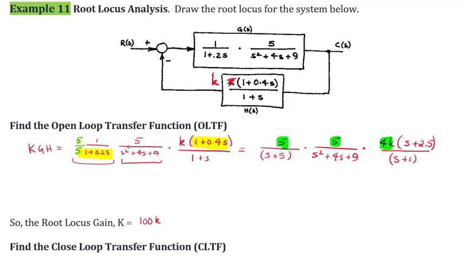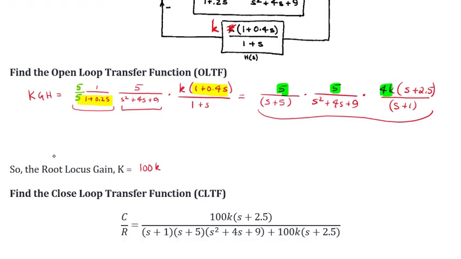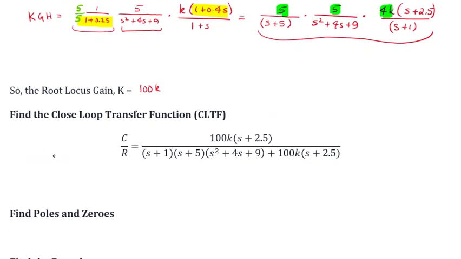So we now have the open loop transfer function, and then we can take this and use it to find our closed loop transfer function. I've gone ahead and provided the first part of that: 100k times s plus 2.5 over s plus 1 times s plus 5 times s squared plus 4s plus 9, plus 100k times s plus 2.5.